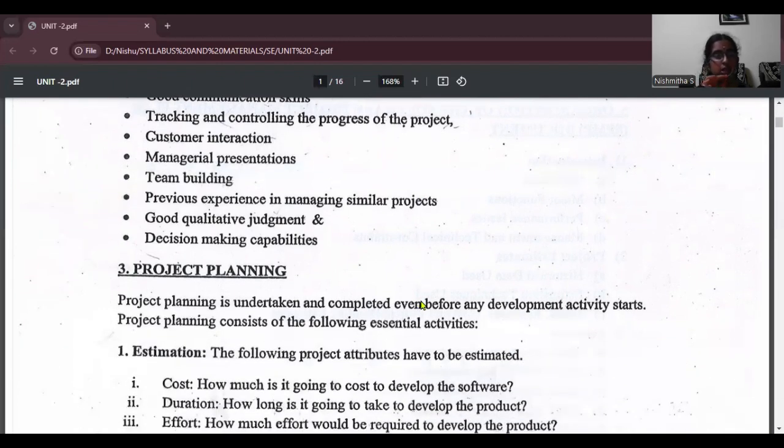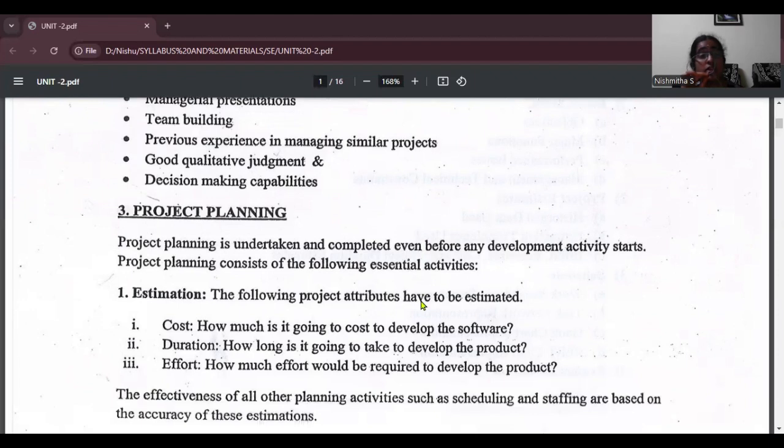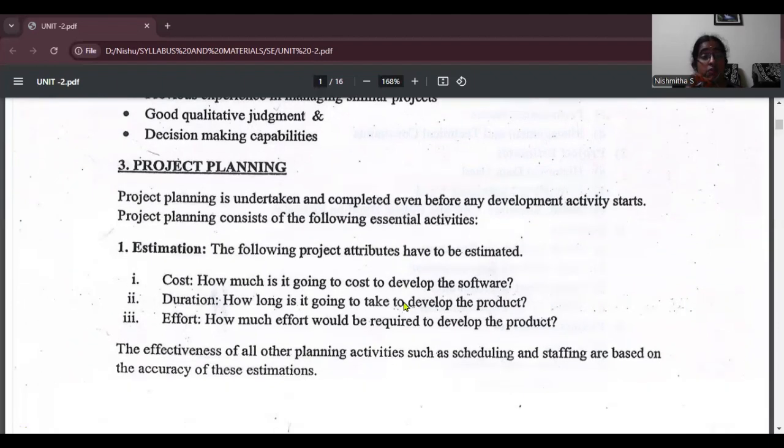Project planning must be undertaken and completed efficiently before the development activities, and project planning contains the following essential activities. The first one is estimation. The project attributes have to be estimated. That is, the first one is cost. How much it is going to cost to develop a software. Duration. How long will it take to develop a software? Effort, which means how much staff or how many members are required to develop a project. The effectiveness of other planning activities such as scheduling and staffing are based on the accuracy of these estimations.